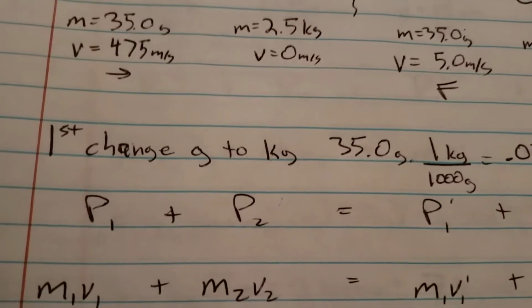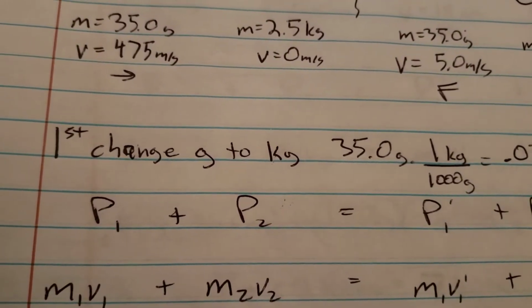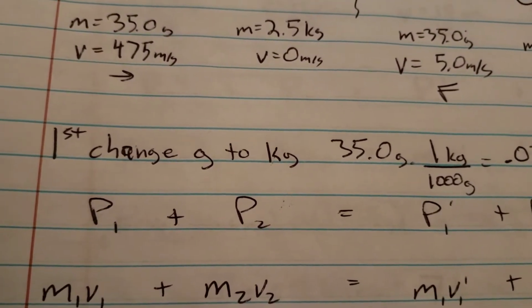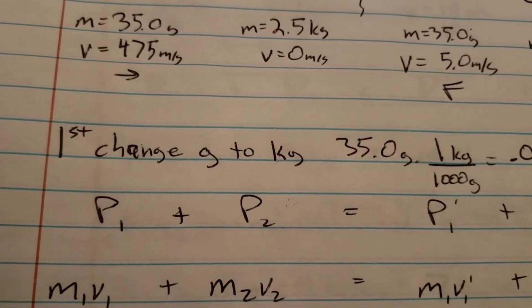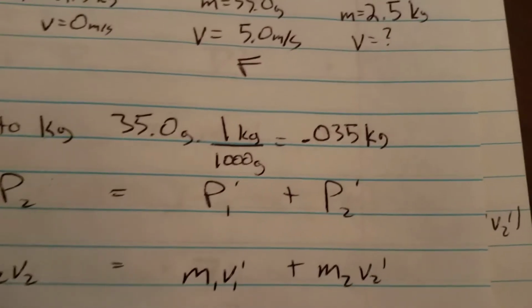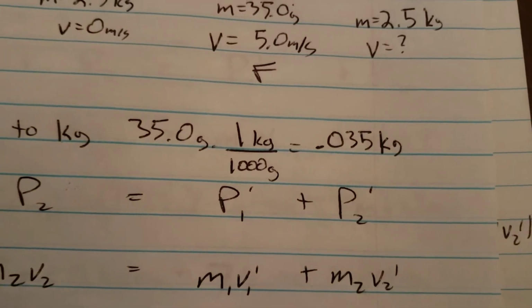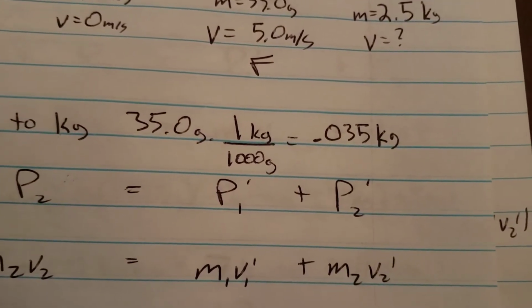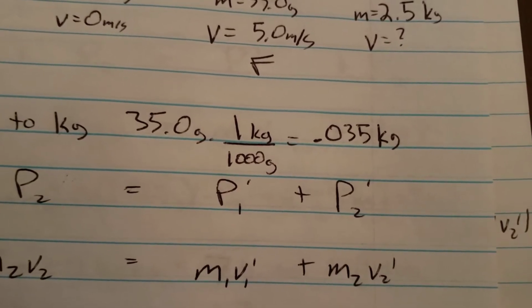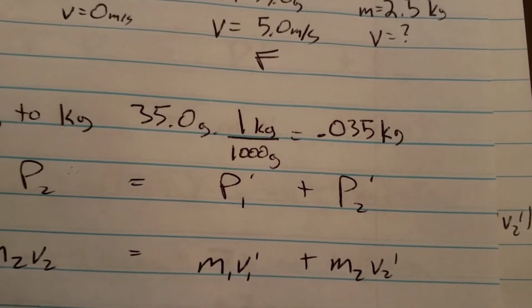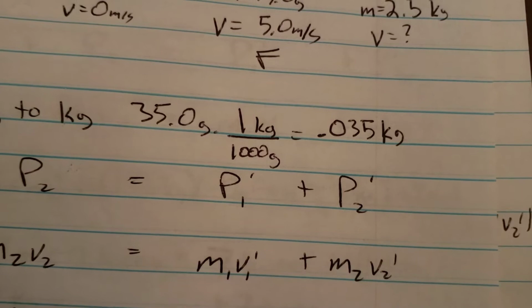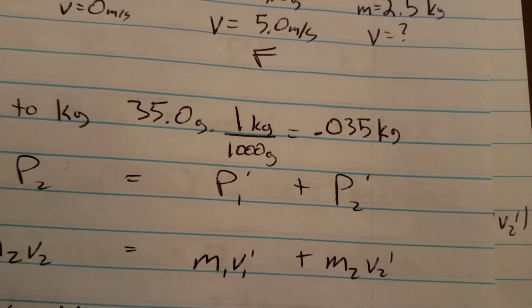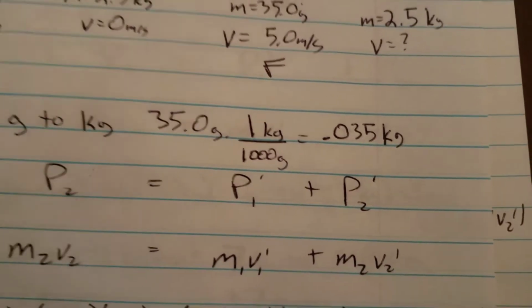Before the collision means that we have P1 plus P2, P1 being the momentum of the bullet, P2 being the momentum of the ball. After the collision, we have P1 prime plus P2 prime. P1 still represents the momentum of the bullet, and P2 still represents momentum of the ball. The prime marker simply indicates that it is the momentum of each after the collision.